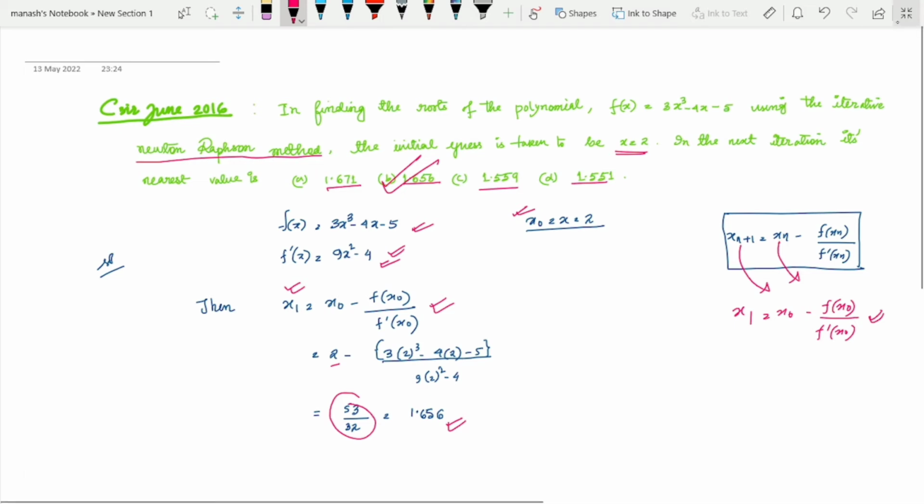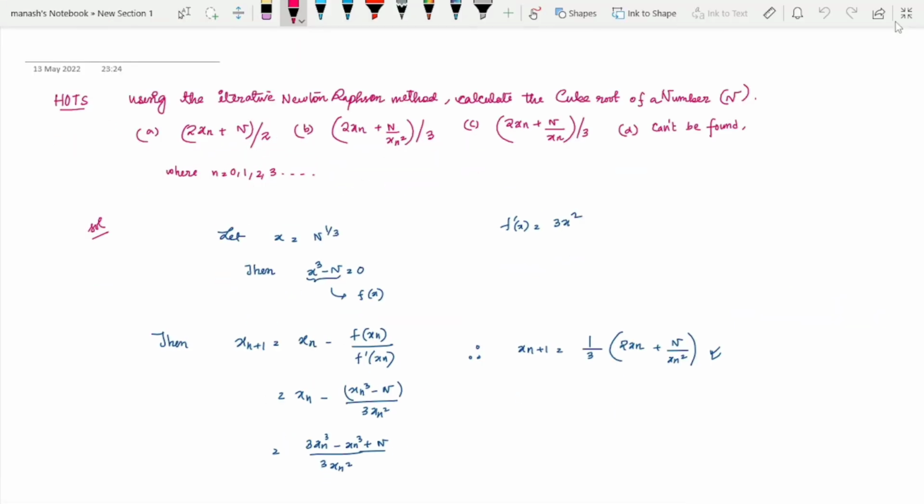So let us quickly move to the next question, and this question I have named as HOTS, that is high order thinking skill question, and this is not a value based question, right? So using the iterative Newton-Raphson method, calculate the cube root of a number. You are given a number, find the cube root. Now in these types of question, you are not given the function or the polynomial. You have to find the polynomial on your own, right?